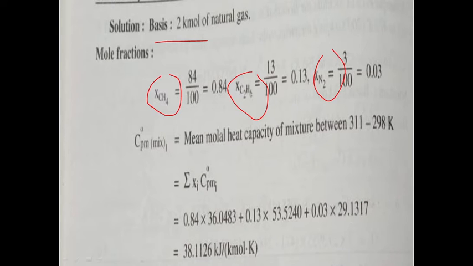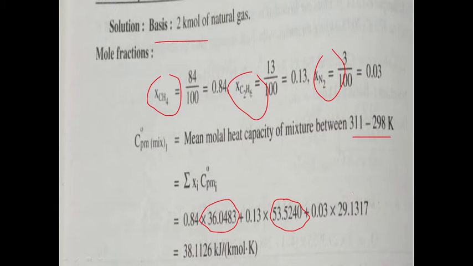For this case, 311 to 298 Kelvin, we have the Cp m dot values. This is the methane Cp m dot value. Similarly, the ethane and nitrogen values are also available in this temperature range. Substitute here, multiplying by the mole fraction. Are you clear or not?